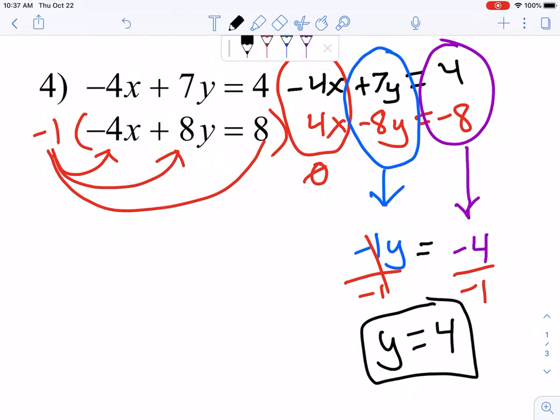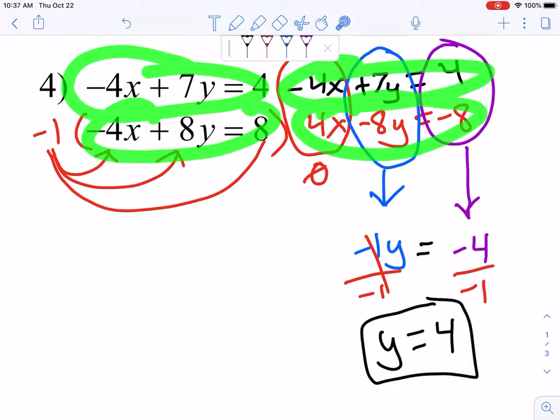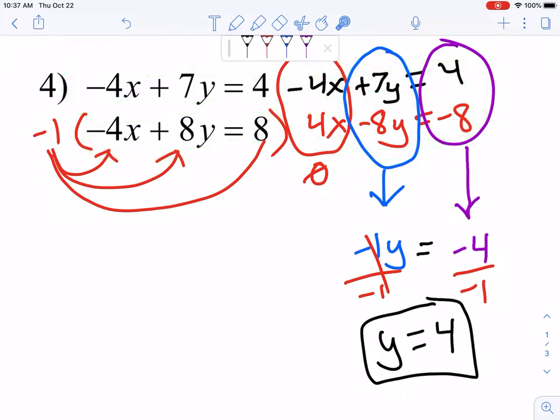So now that I've solved for y, I can go back and solve for x. I can choose this equation, this equation, this equation, this. Whatever you have there, you can use. I don't really like to use the ones that I rewrote just in case I miss a sign or something like that. So I like to try and use my given equations. And I'm going to go ahead and just choose this top equation here.